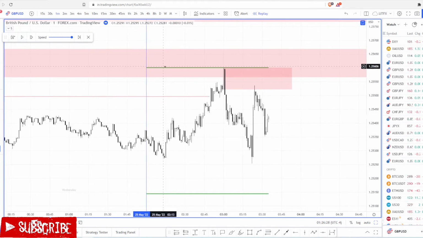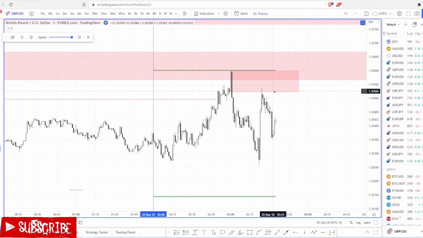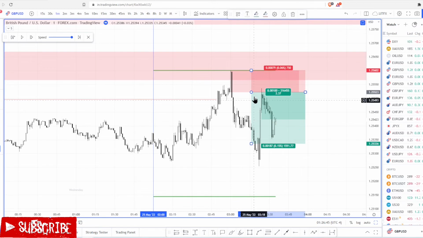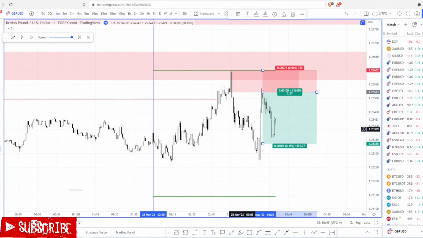It got there and took me in. I was in the market. When it got to this point, I entered here. When it got to this point here, it took me in.